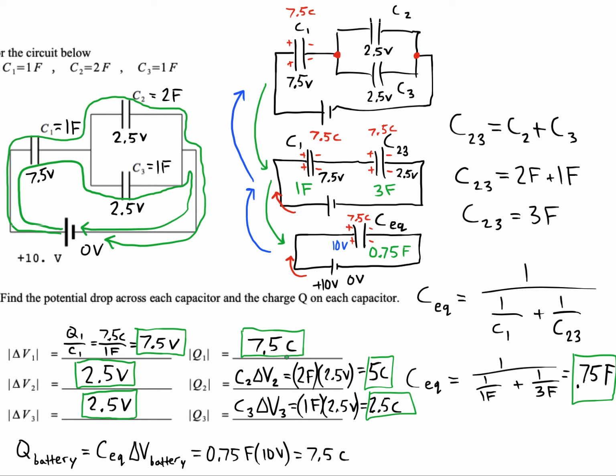We also want to see if the electric charge on the capacitors makes sense. So we're going to be putting 7.5 coulombs of positive charge on this plate. So we just need to make sure that we're going to get a total of 7.5 coulombs of negative charge onto these other plates. So 5 plus 2.5 makes 7.5, so that checks. We'll have 5 coulombs here and 2.5 coulombs here, and it checks.